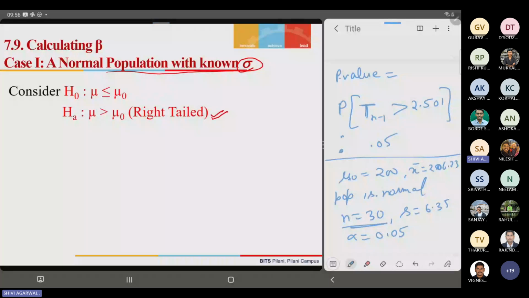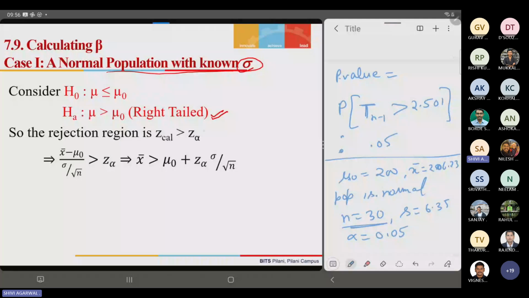Right tail means what? The rejection region is Z calculated greater than Z alpha. Z calculated is X bar minus mu naught upon sigma upon under root n, which is greater than Z alpha. So from that we find that X bar is greater than mu naught plus Z alpha sigma upon root n. That is our rejection region.